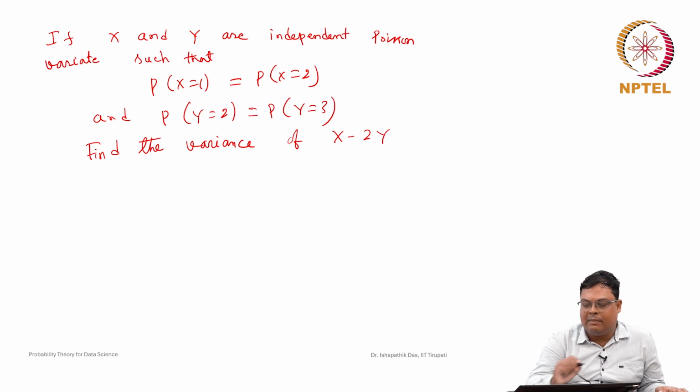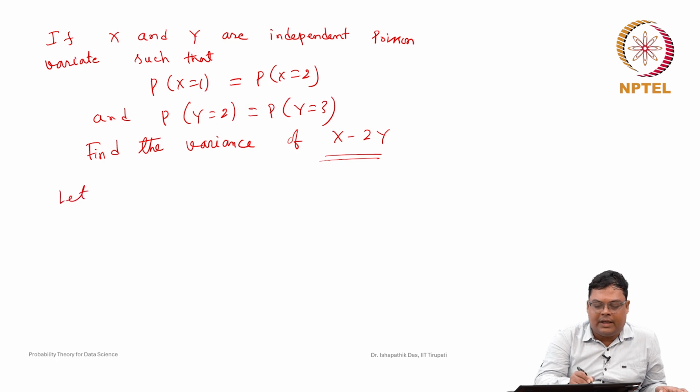For finding the variance, because they are independent, the variance of x minus 2y will be the variance of x plus 4 times the variance of y. We will have to know this formula, so later we will discuss it. Whenever we discuss bivariate random variables, there is a covariance concept. Here we will use this formula, but later we will discuss more details about it. So, first of all, let us find the parameters.